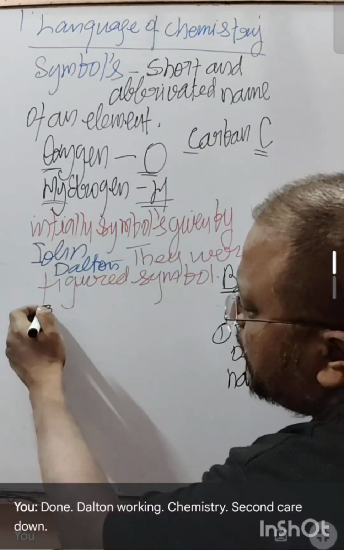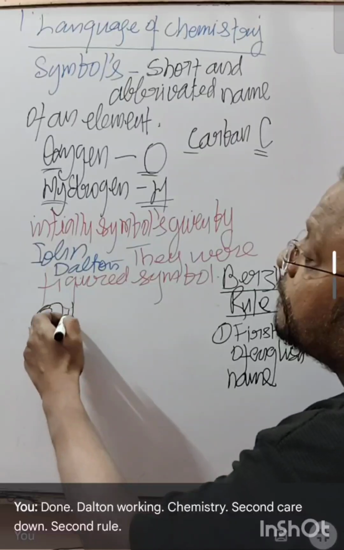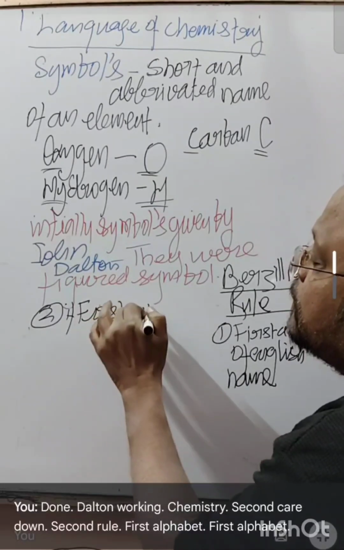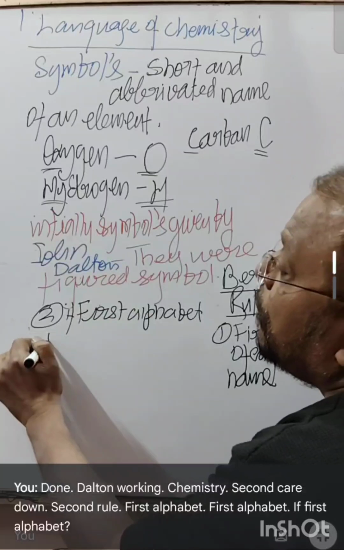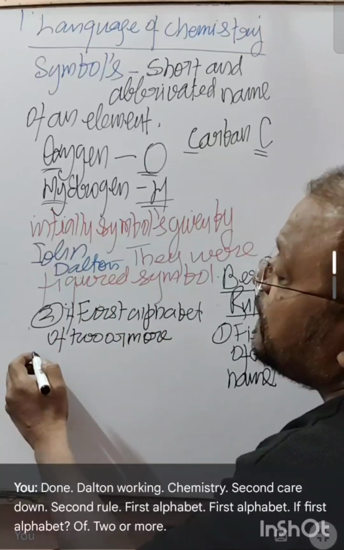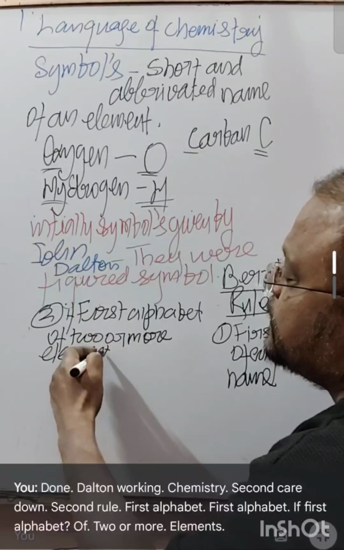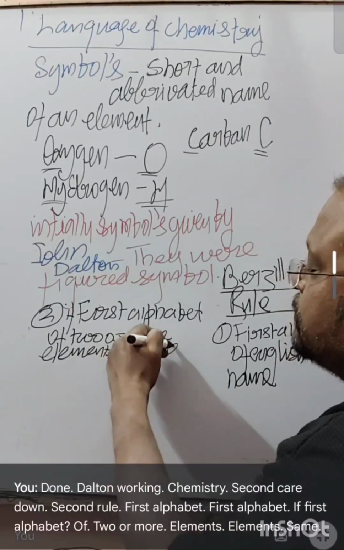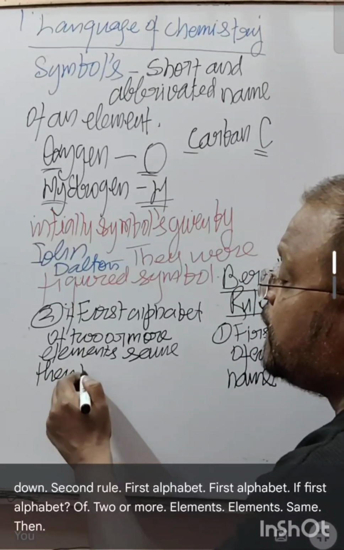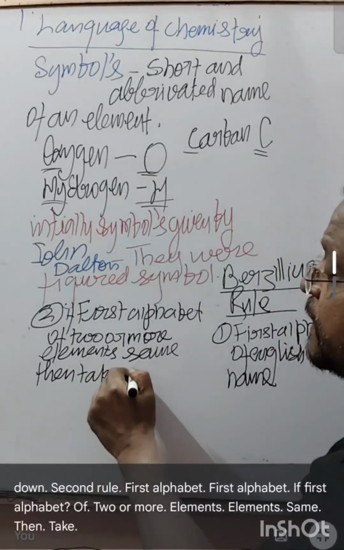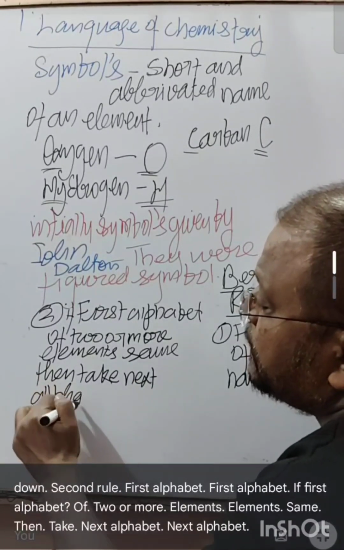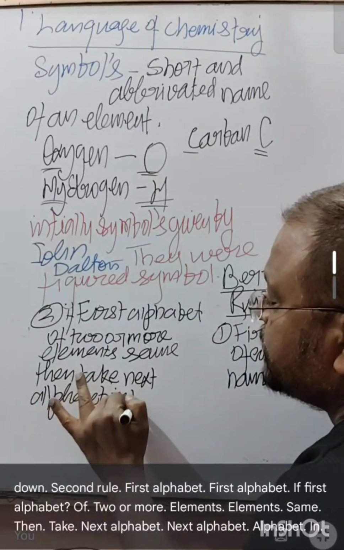The second rule is, if the first alphabet of two or more elements is the same, then take the next alphabet in lowercase.